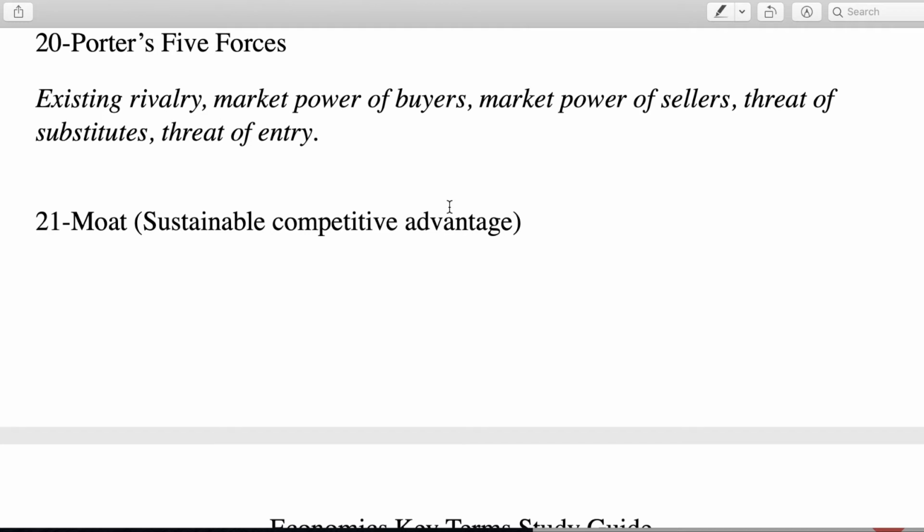Threat of substitutes. So this is typically outside the industry. Are we worried about people doing something entirely different, such as I gave the airline industry example. Threat of substitutes for the airline industry would be something like Zoom, right?